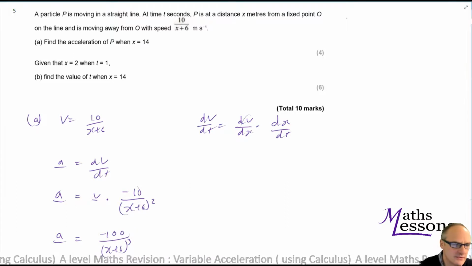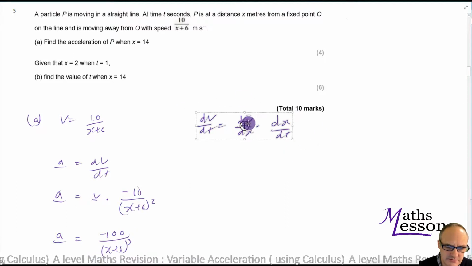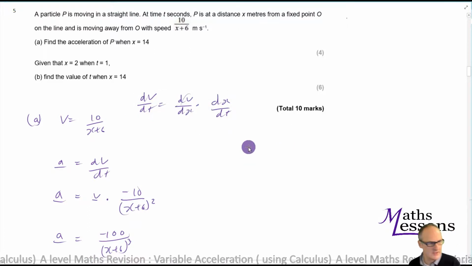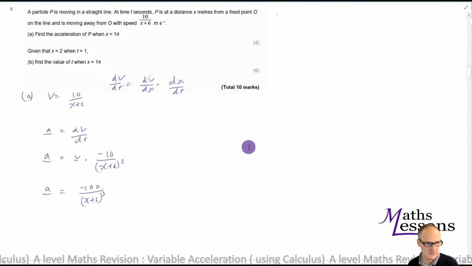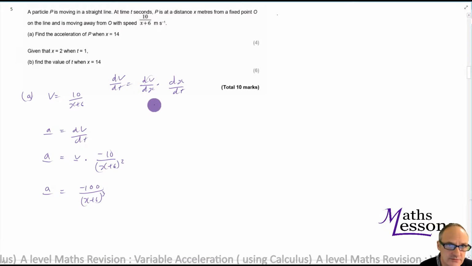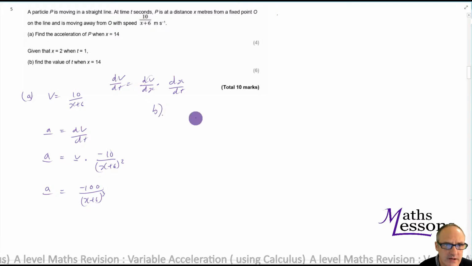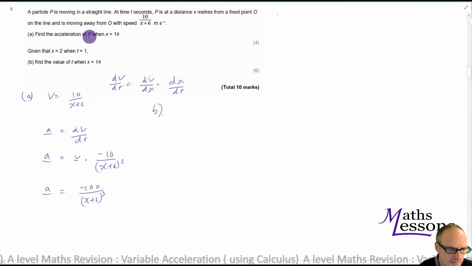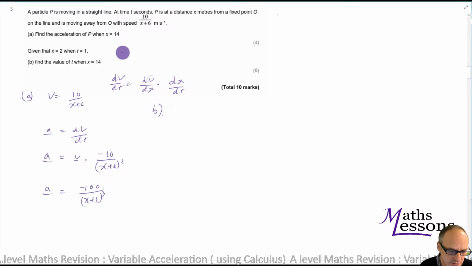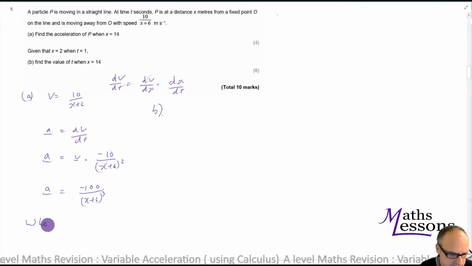I'm just going to move this little bit over here out of the way so I can carry on. Actually, if I just zoom out quickly, I'll give you a bit more space as well. So I'm going to go through part B. I've found the acceleration of P when x equals 14. So let's put x equals 14 in.